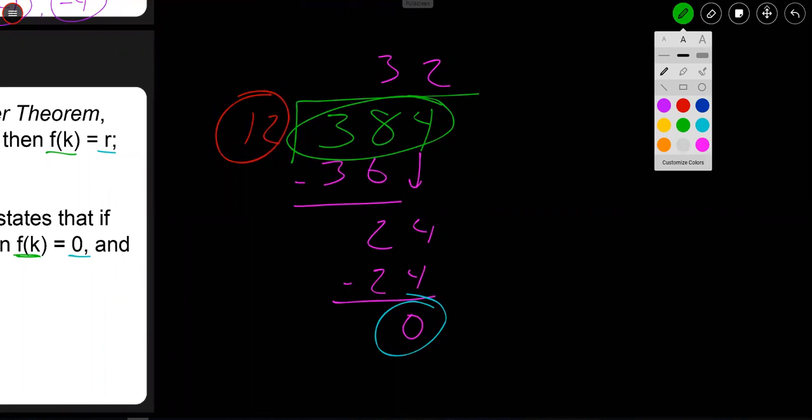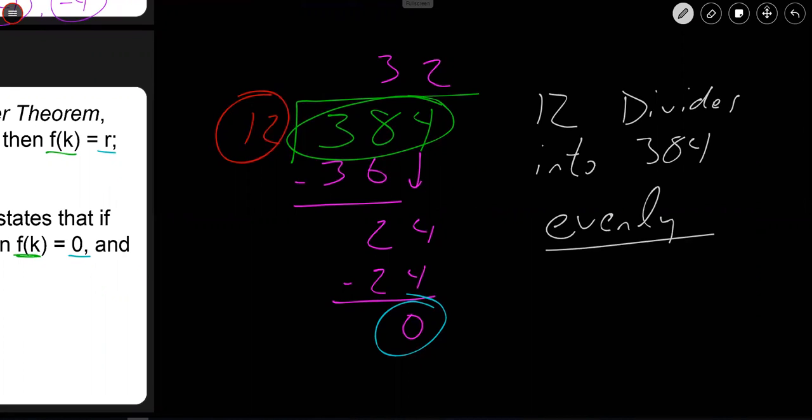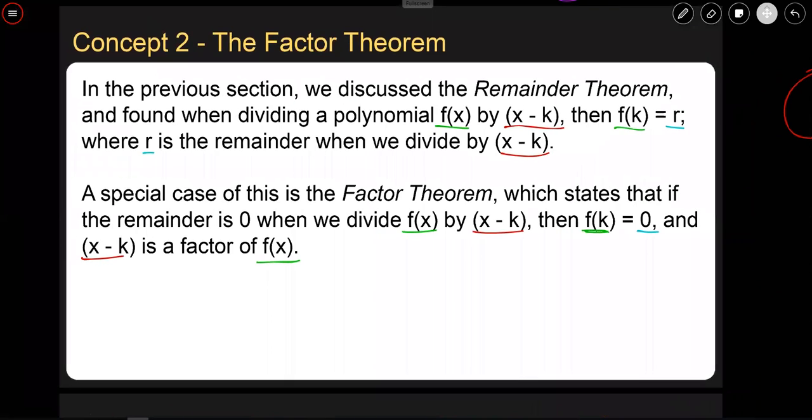Or in other words, 12 divides into 384 evenly. You may have heard that. Divides evenly. In other words, it leaves no remainder, no decimal, no nothing. It's a nice clean division. That's the same thing that's happening with the remainder theorem or the factor theorem.